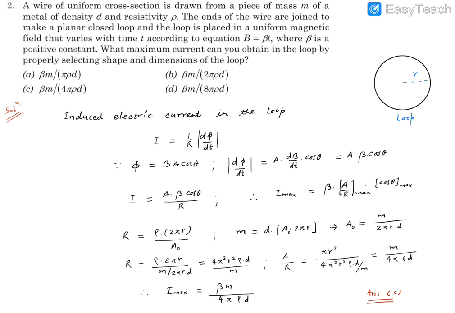Now this is the resistance, and we have maximized the current because we have chosen the area to be maximum. So you'll find the A by R value is going to be this. Now A is pi r square, and capital R we have calculated like this. So this will become this number. Now we can put this number over here, with cos theta max as 1. So I max will become beta times m divided by 4 pi rho d. And that's our answer. Option C matches correctly, hence C becomes the correct response. Thank you.